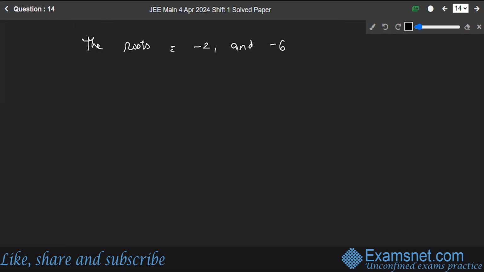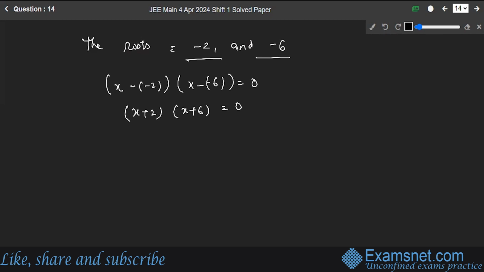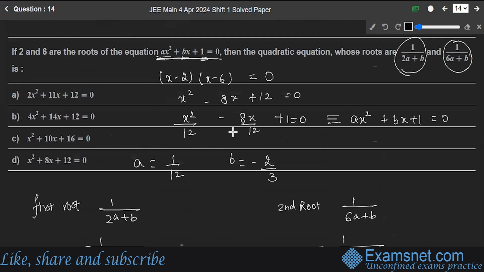Now let's frame the equation using these two as the roots. So it will give me (x minus of minus 2)(x minus of minus 6) is equal to 0, so (x plus 2)(x plus 6) is equal to 0. x squared plus 8x plus 12 is equal to 0. This is the equation. Let's check with the options then. We have option D as the correct answer. Hope you got that. Let's move to the next question.